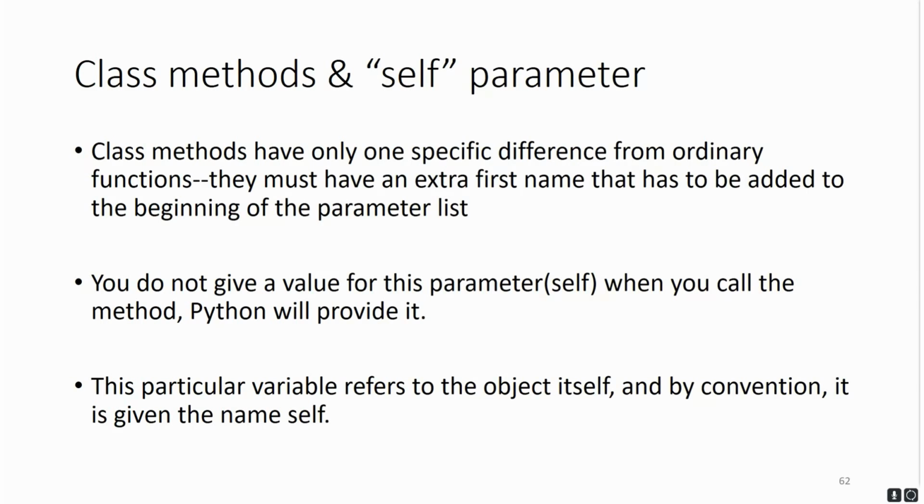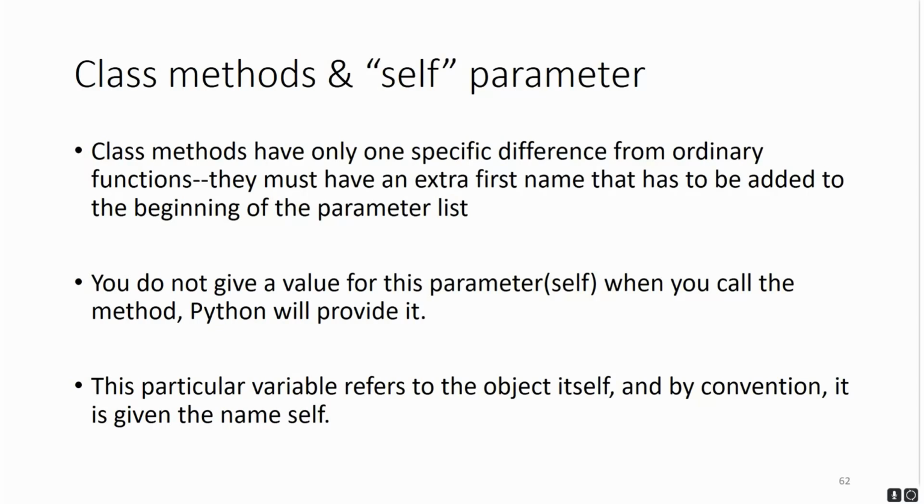So the self parameter. Class methods have only one specific difference from ordinary functions. They must have an extra first name that has to be added to the beginning of the parameter list, but you do not give a value for this parameter when you call the method. Python will provide it.